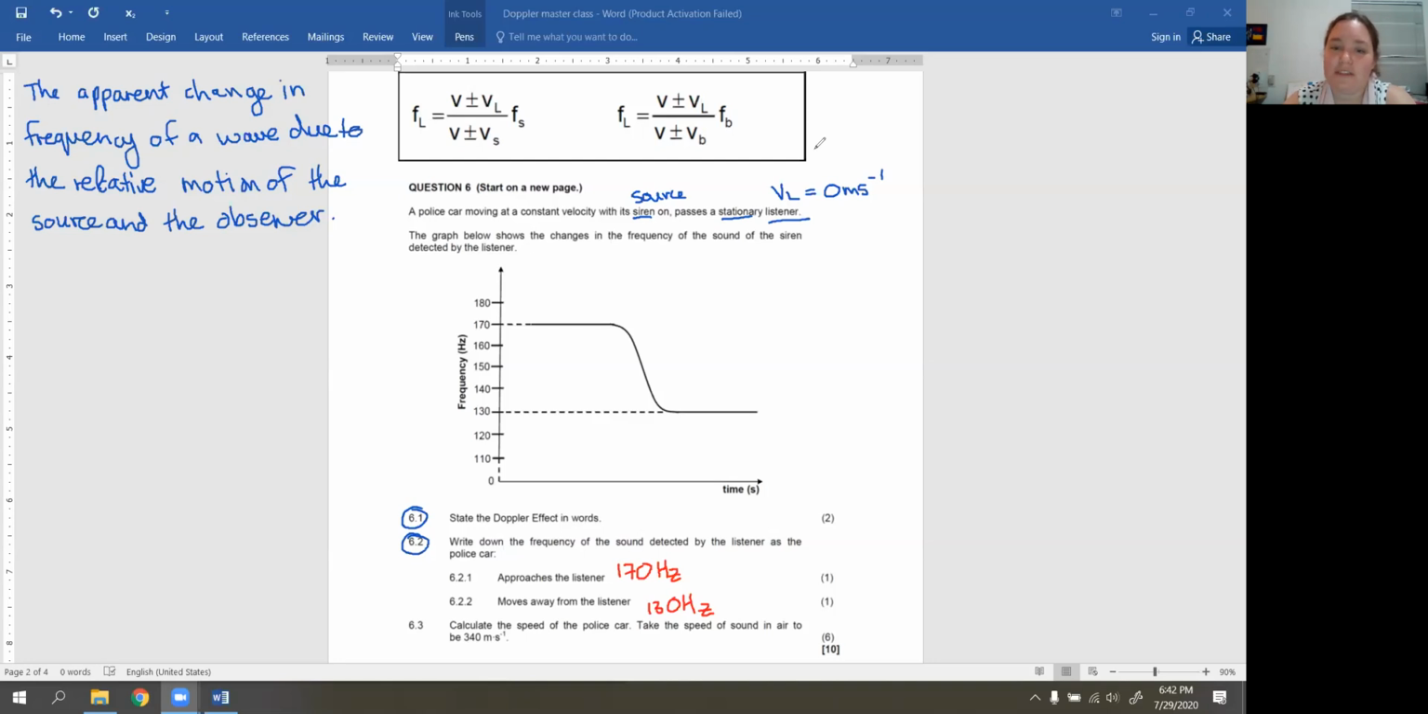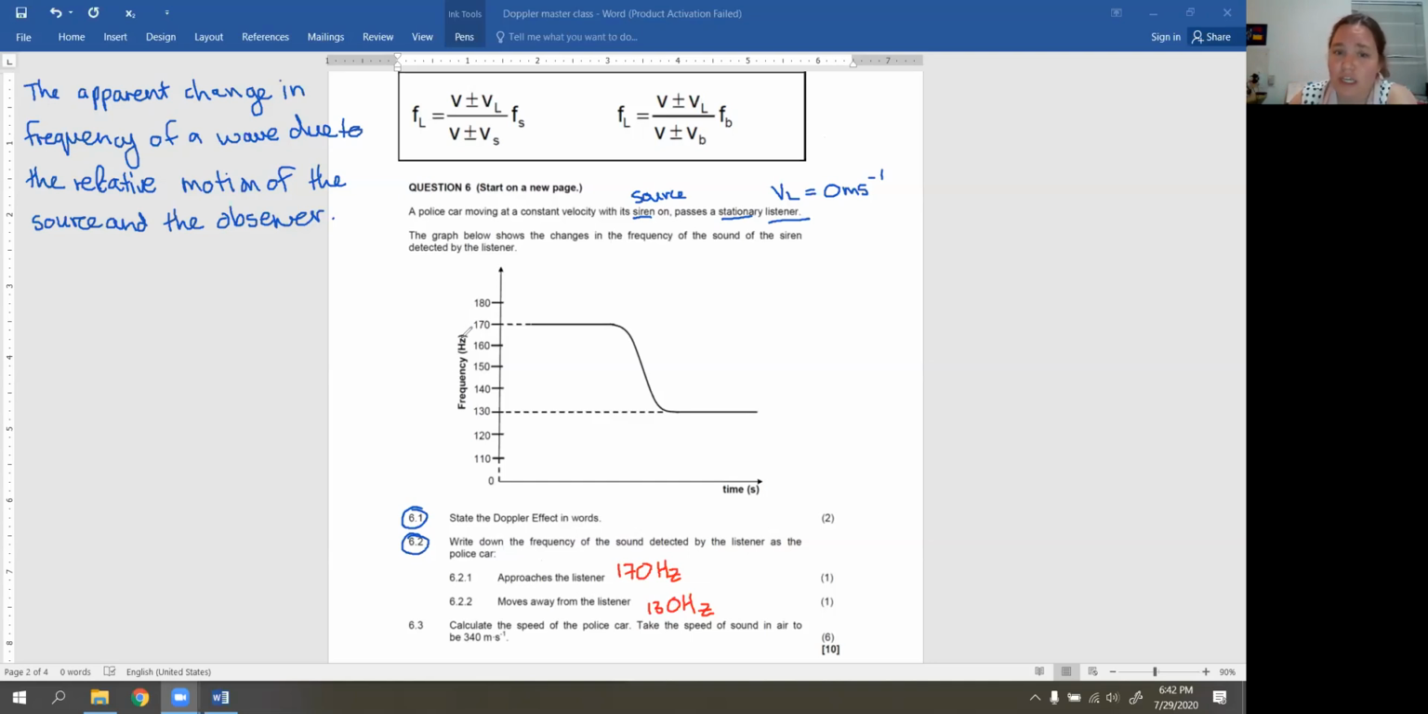The frequency of the sound as the police car approaches the listener is 170 hertz, and as it moves away is 130 hertz. Just something to note, sometimes this may be, and we don't usually do it with sound, but it might be kilohertz if we're dealing with a different range of frequencies or something like that.